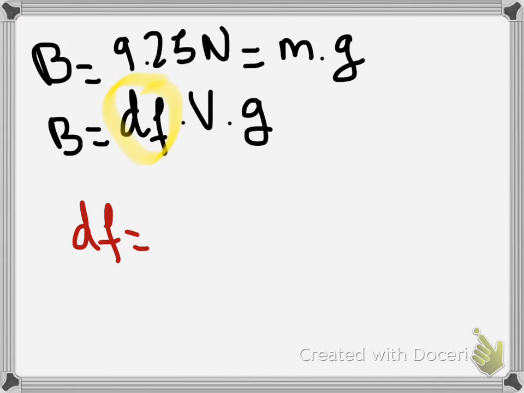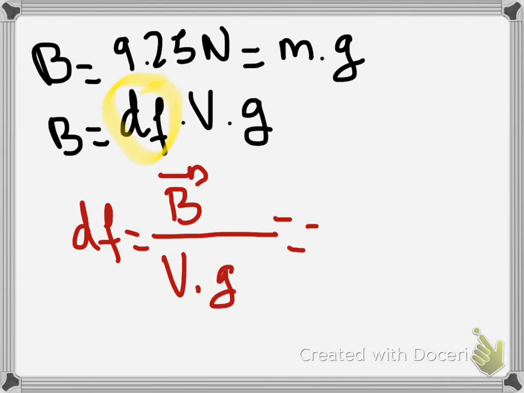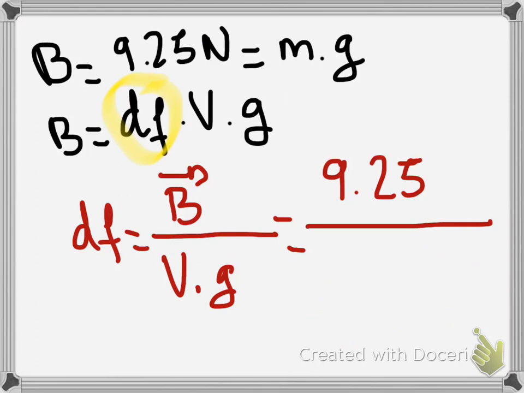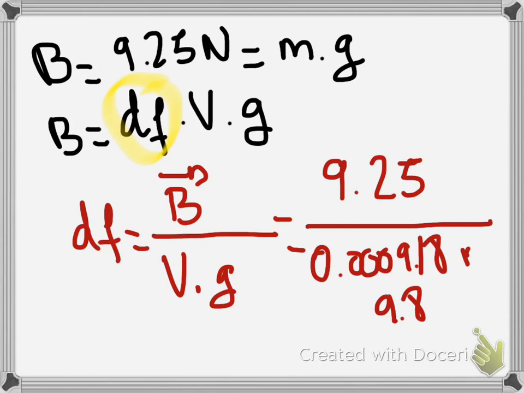So we can write down this equation in terms of density. The density of the fluid is going to be the same as buoyancy divided by the volume and gravity. So we can calculate the new density by writing here 9.25. The volume was the same as here, 0.0000918, times gravity, and gravity is 9.8. So the only thing left here is to do these calculations.